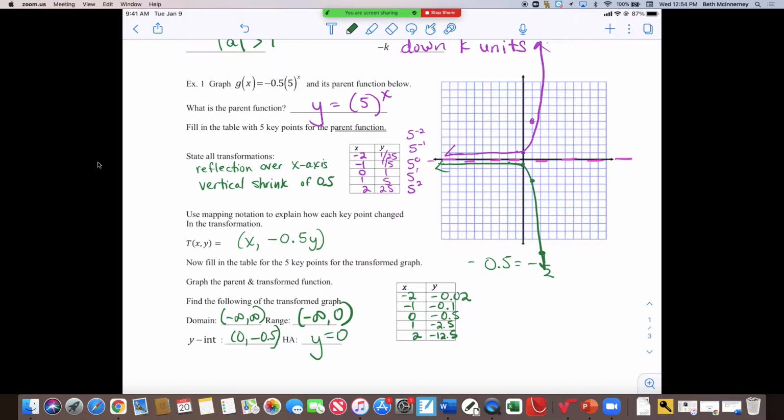All right, questions? Yeah. This one did say graph the parent and the transformed.